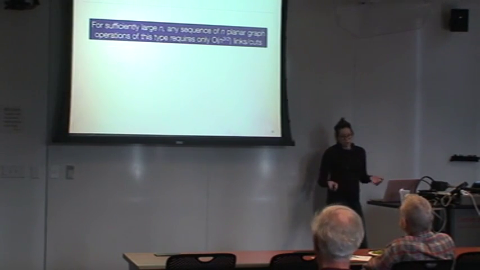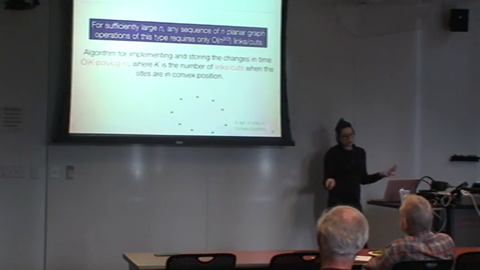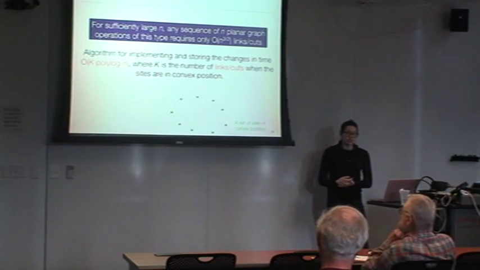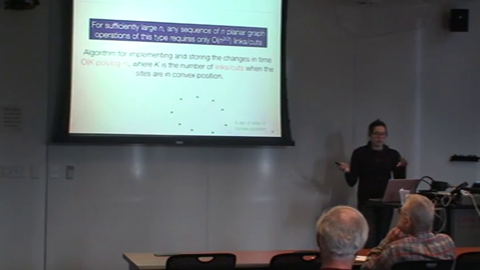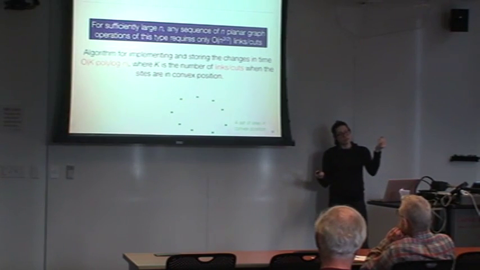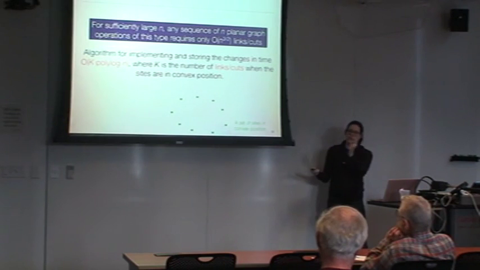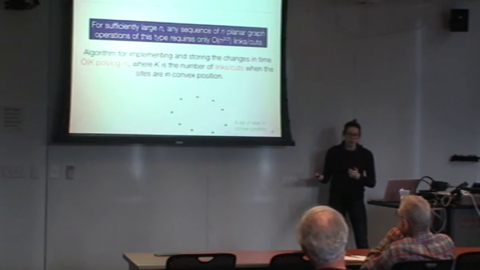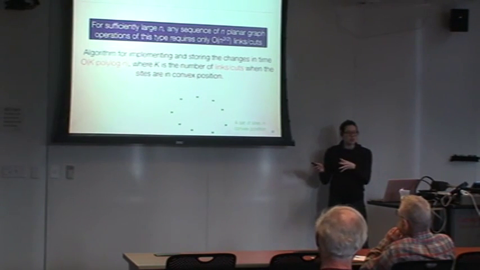And further, even though I won't go into it, we do have an algorithm for implementing and storing the changes in order k polylog n, where k is the number of links and cuts that we have. So we have a bound on the number of links and cuts, and then we just have an extra polylog factor in order to actually implement this in an algorithm when the sites are in convex position, which I sort of described earlier.